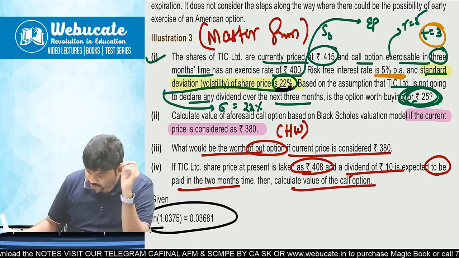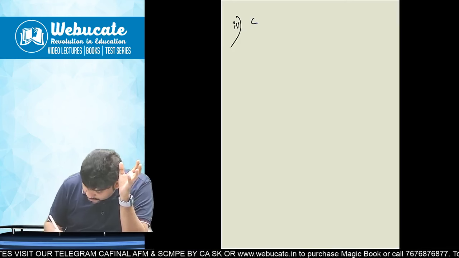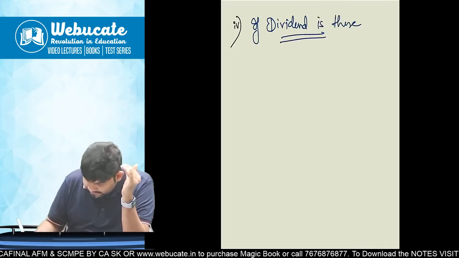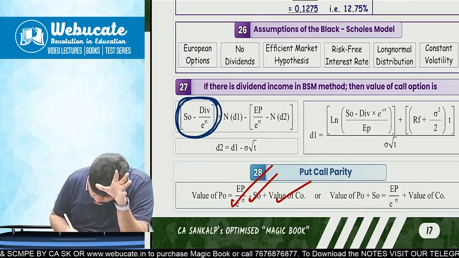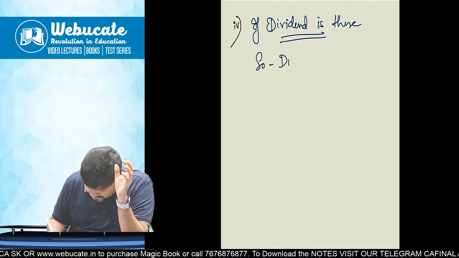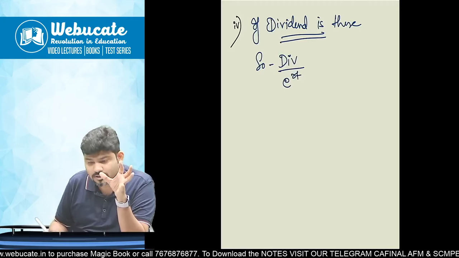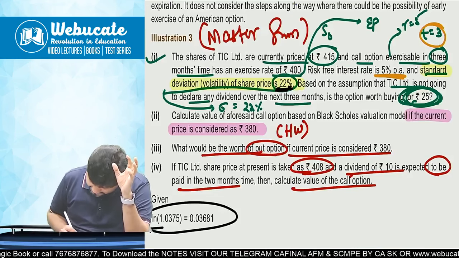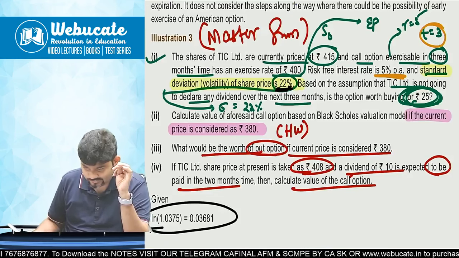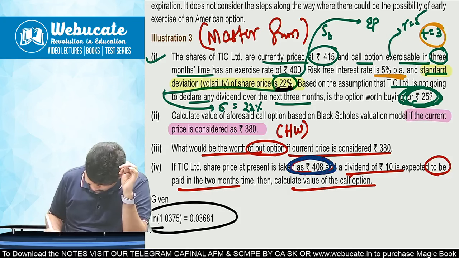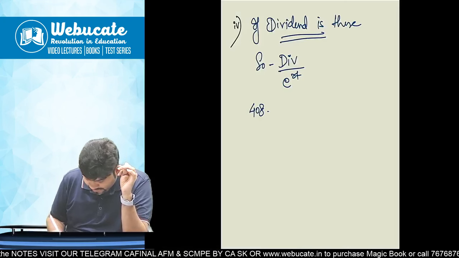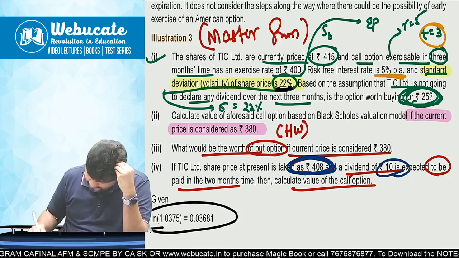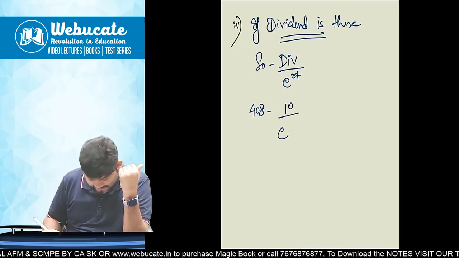So, your dividend is to be paid. In this case, what will be the formula? I have already told you all that if dividend is there, then from the spot that much dividend will be reduced. So it will become S0 minus dividend upon e raised to RT. What is S0? 408. So it is 408 minus, what is the dividend? Ten. So we will write here 10 upon e raised to RT.